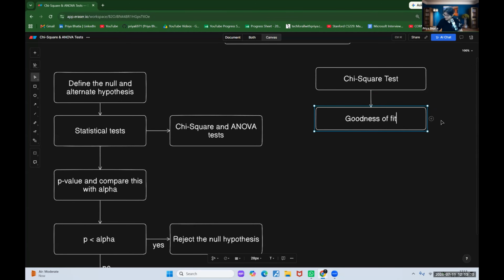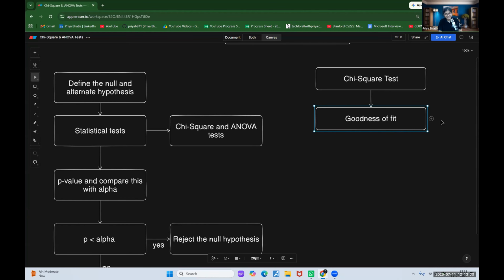Have you ever heard about this test before this discussion? Maybe while working on any project, or if you are an industry professional, maybe in your projects you have applied a chi-square test. Yes.